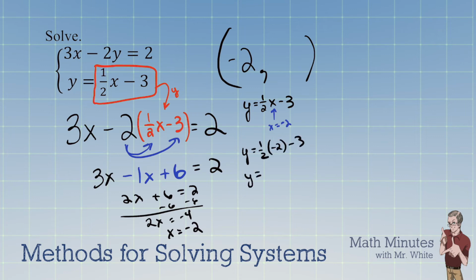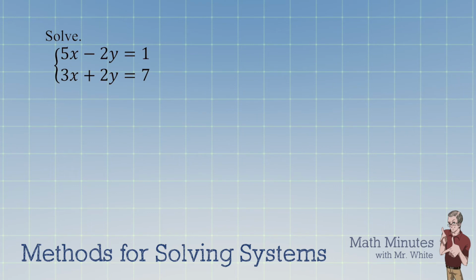Y equals, well, what's 1/2 of negative 2? Negative 1. Ooh, this is working out great, isn't it? Whoever designed these problems really knew what they were doing, right? Negative 4. Negative 4 goes right in there. So negative 2 comma negative 4 is the answer to the system, and I used the substitution method, including the distributive property.